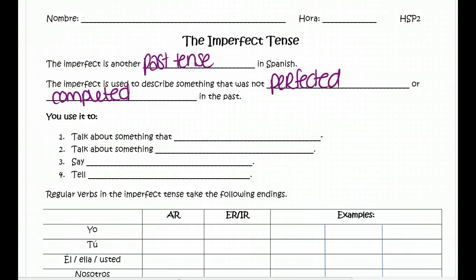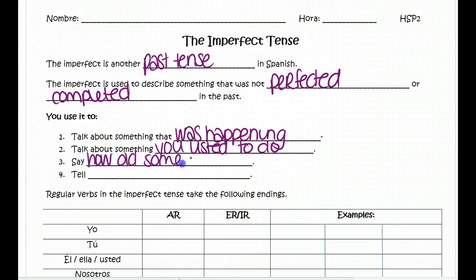So we use this for a few different things. We use it to talk about something that was happening, such as I was running or I was talking on the phone. Talk about something that you used to do, like I used to go to the park every day, or I used to ride my bike after school at 4 o'clock every day when I was in middle school. You also use the imperfect to say how old someone was, and you use it to tell what time it was.